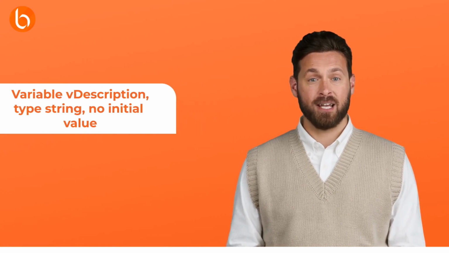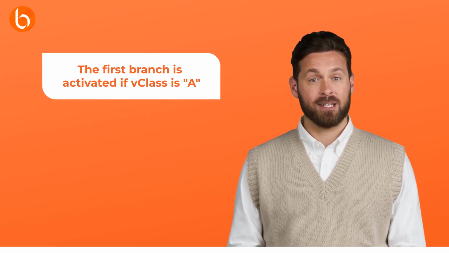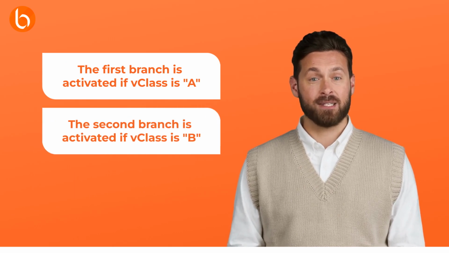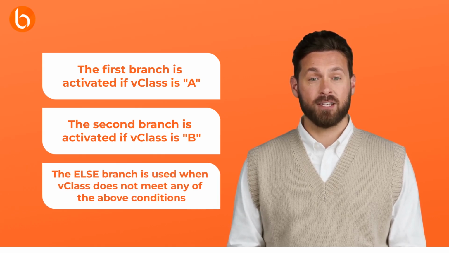In the branching activity, we will keep the same branches and conditions. The first branch is activated if vClass is a. The second branch is activated if vClass is b. The else branch is used when vClass does not meet any of the above conditions.